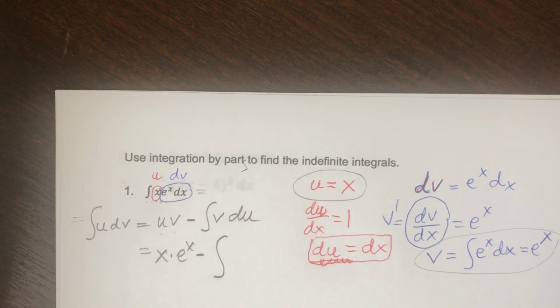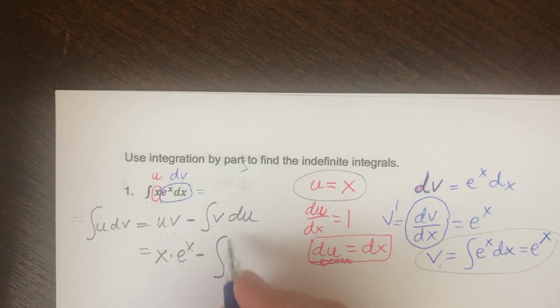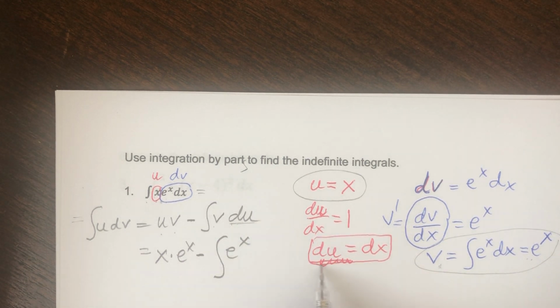Minus, the second part of it is another integral. What do I put in the integral? V, where is v? Right here. V is equal to e to the x. Du, did I find du? Yes, right here. I found the derivative of u. The derivative of u is dx.